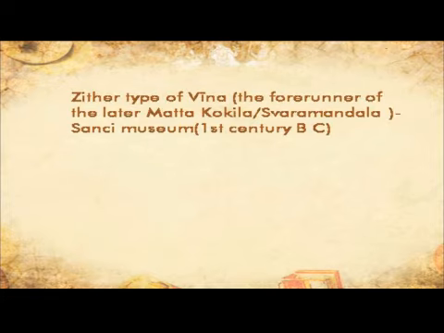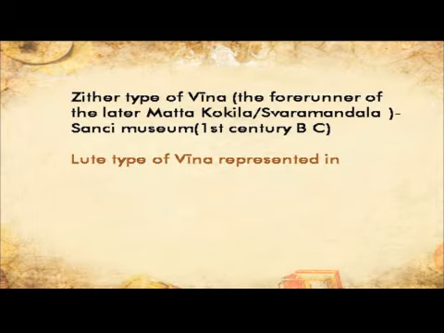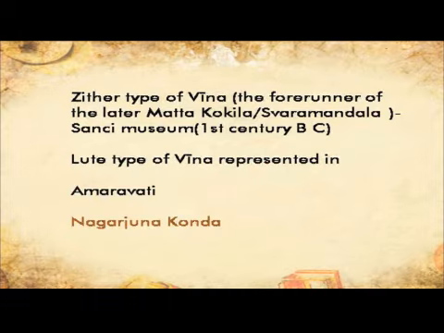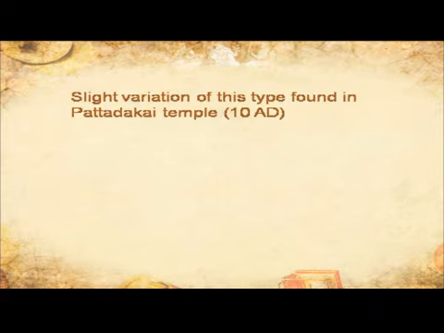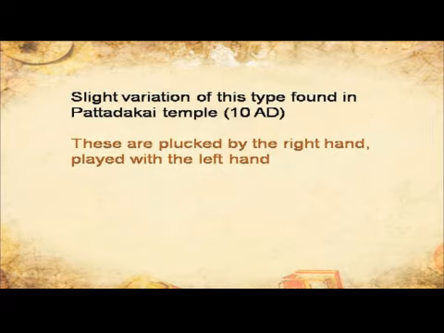The zither type of veena, which is the forerunner of the later Mattakokila or Swarnamandala of the medieval period with 21 strings, is found in the Sanchi Museum, 1st century BC. The lute type of veena is represented in Amaravati, Nagarjunakonda, the Gupta period, and Ajanta paintings 300 to 500 AD. A slight variation of this type is found in Pattadakal temple. These varieties are plucked by the right hand and played with the left hand.